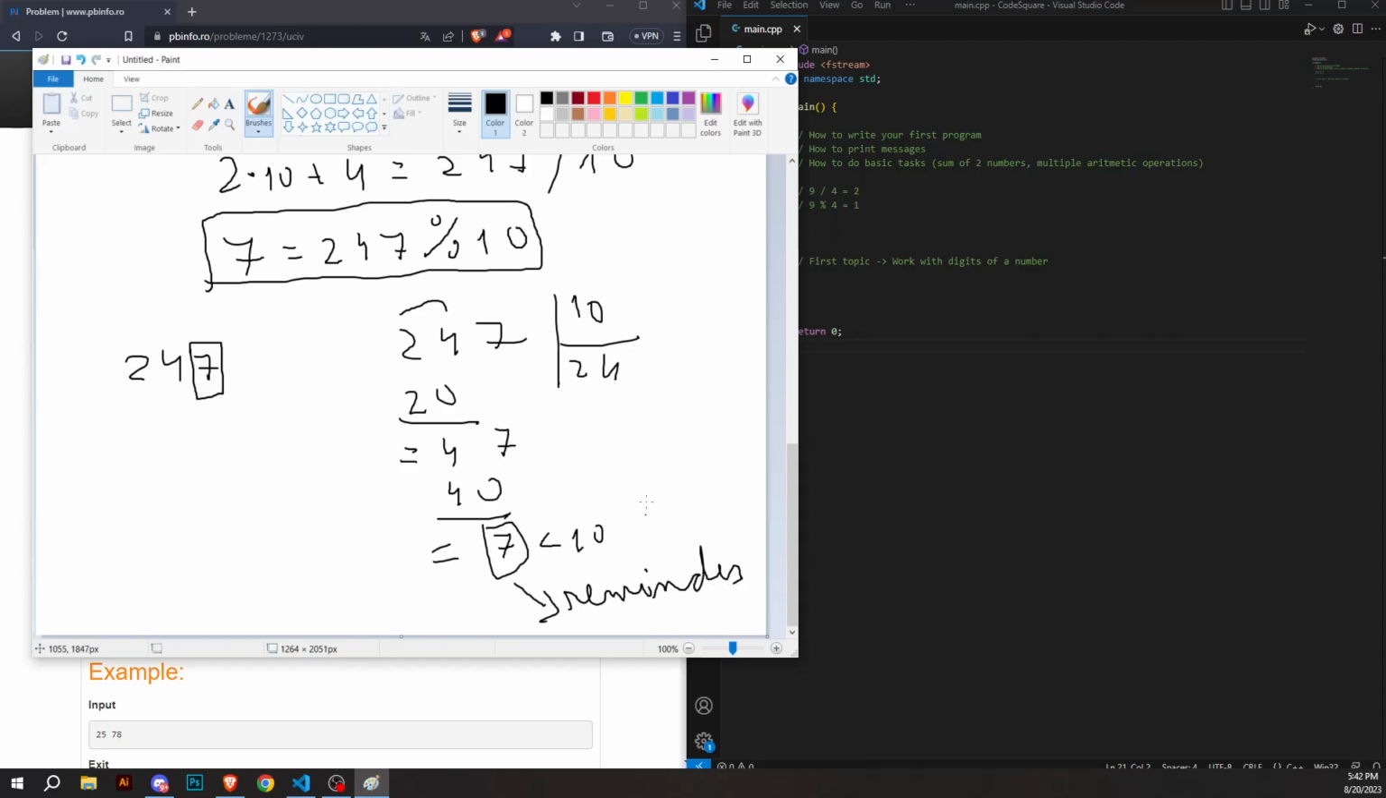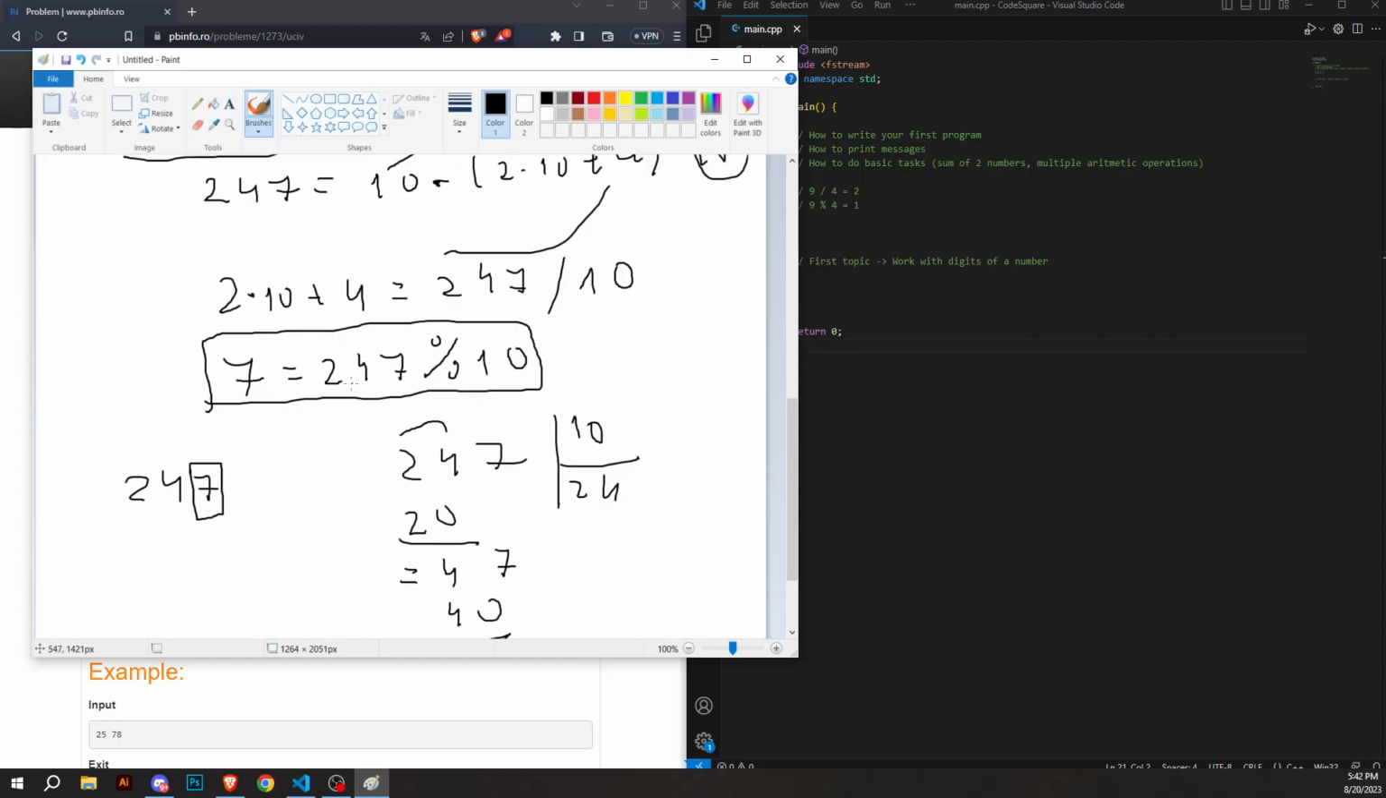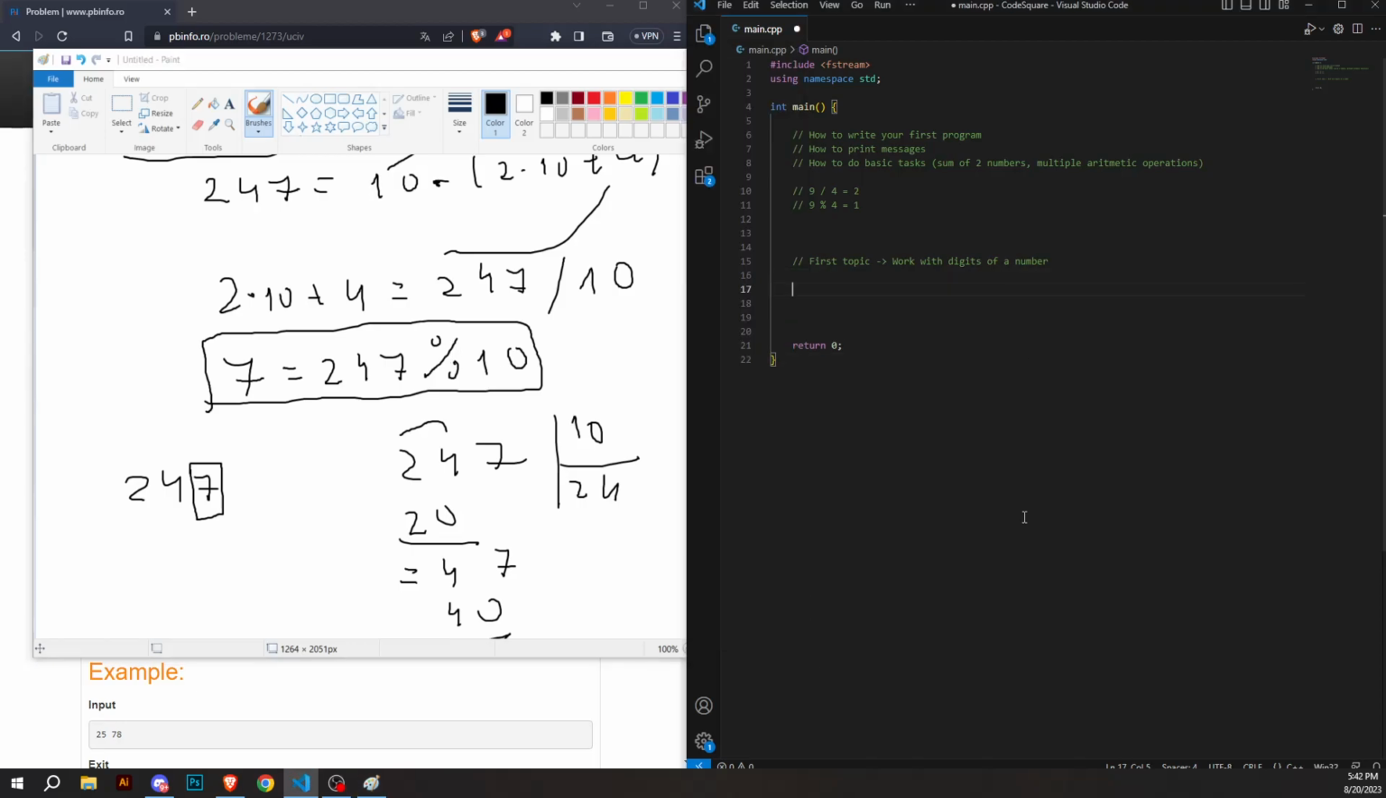So long story short, we are actually getting the last digit of a number by taking the modulo of 10. So let's do something. The last digit of a number is, for example, x modulo 10.